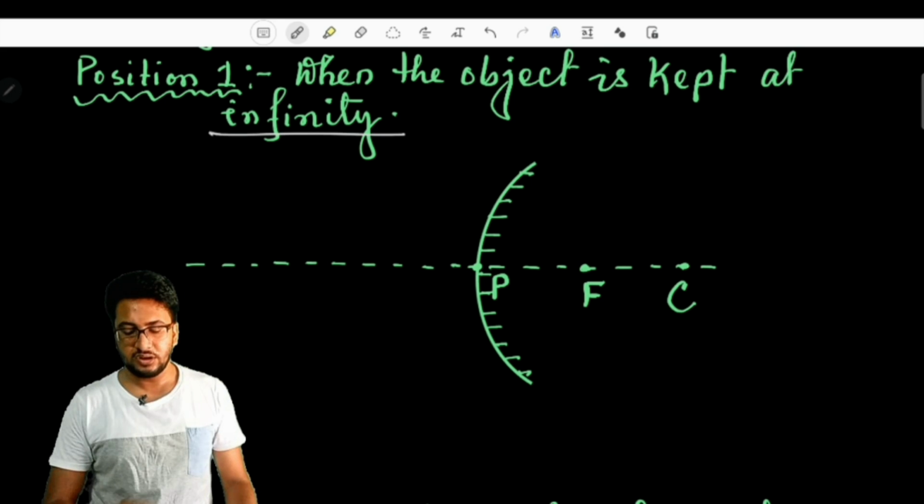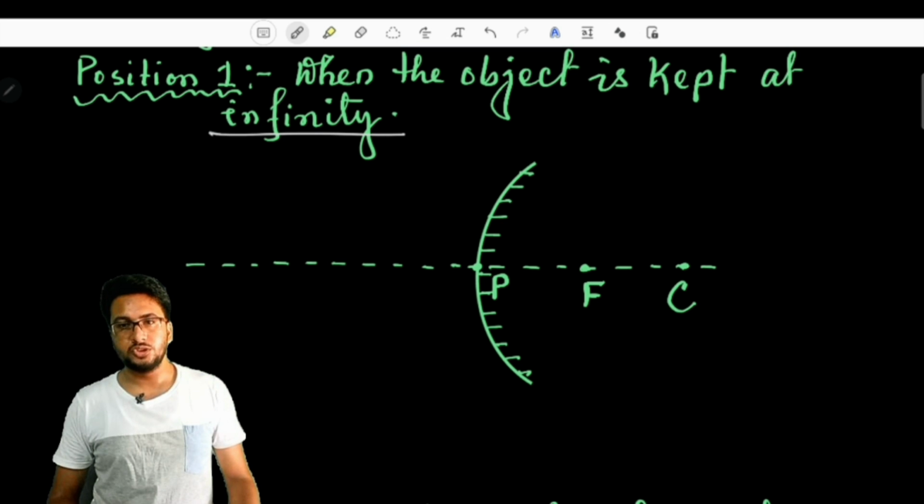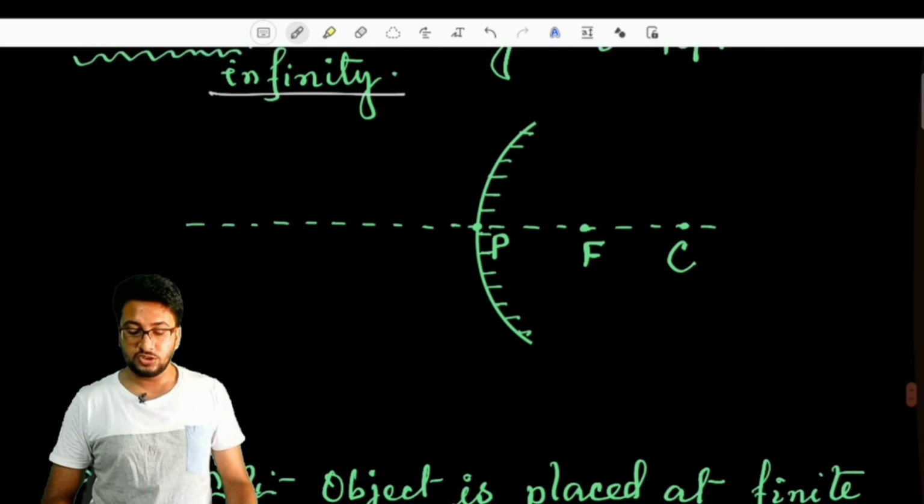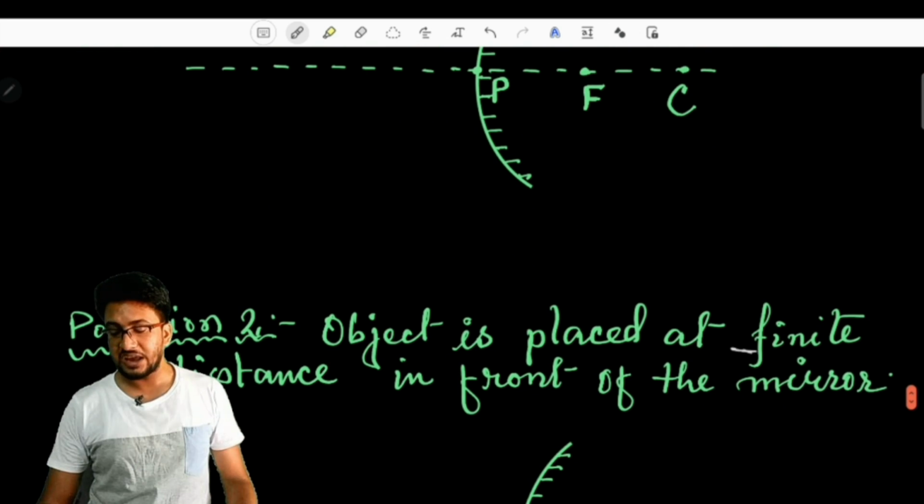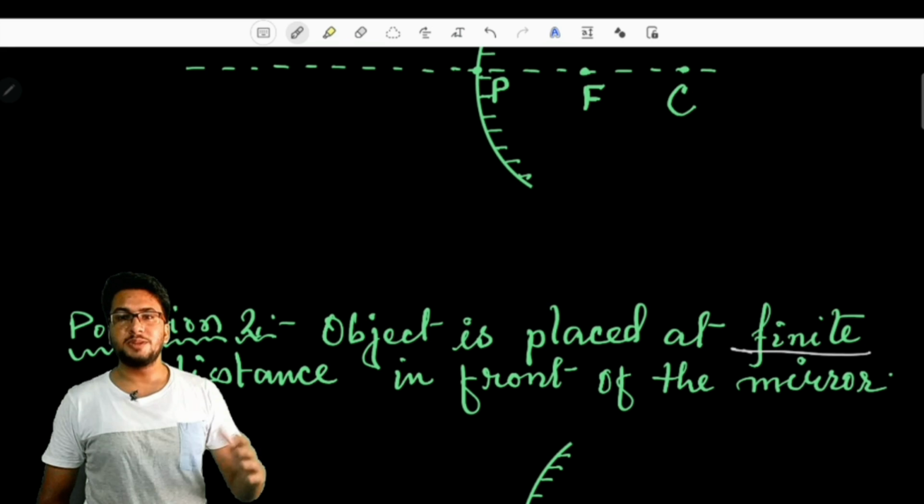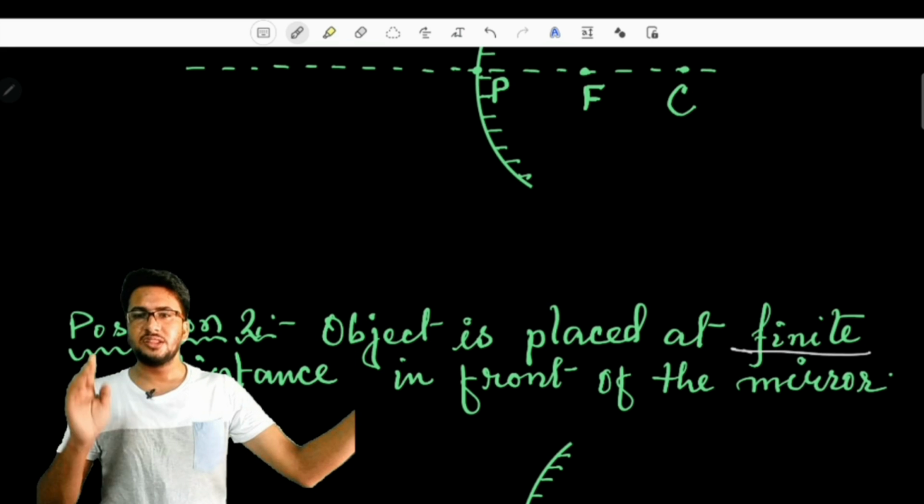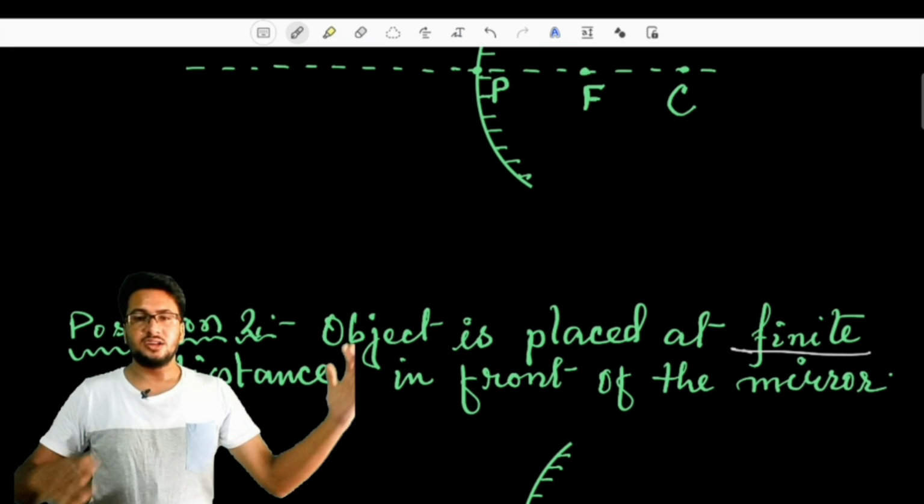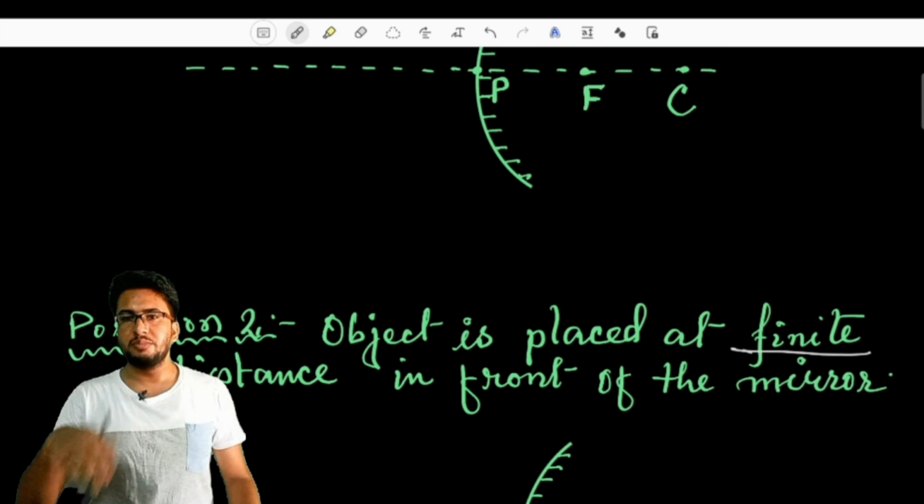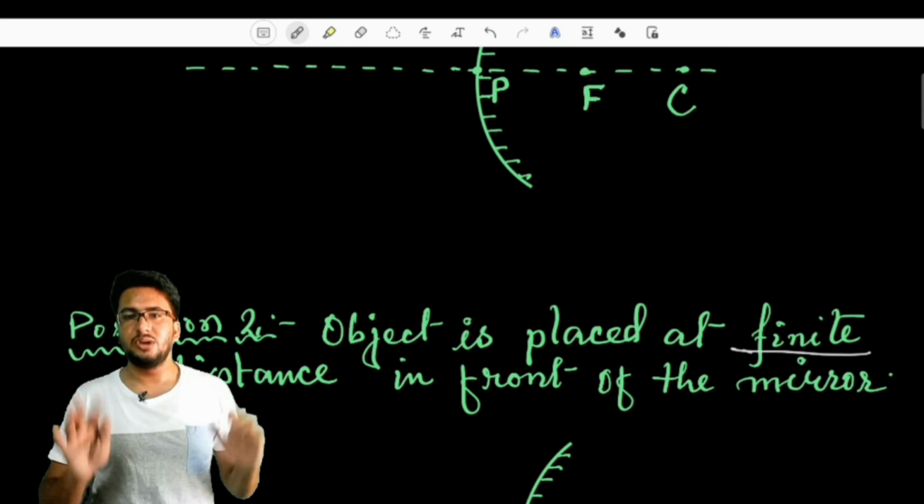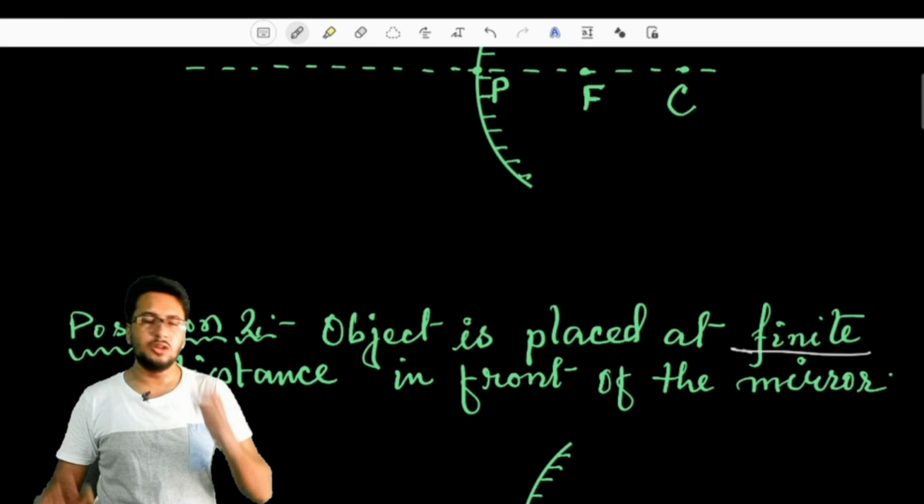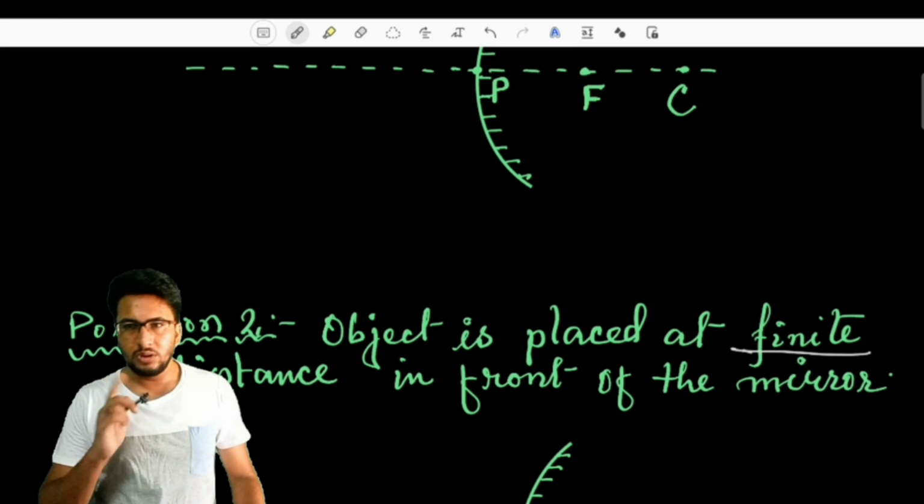As already written here, the first position of the object is at infinity, and the second position will be finite. If it is placed at infinity, that distance we cannot measure. The distance between the object and the pole of the mirror is uncountable, or so very long that we call it infinity. This will be our case 1.